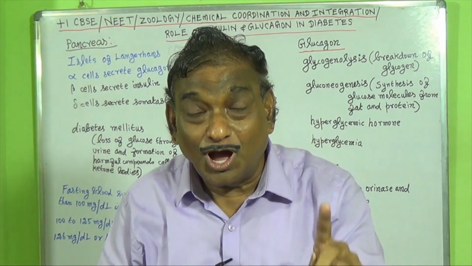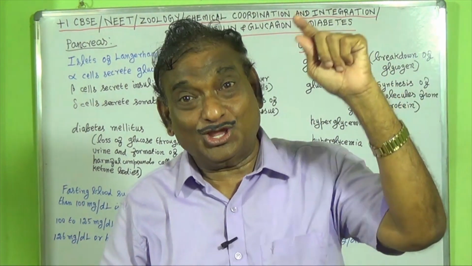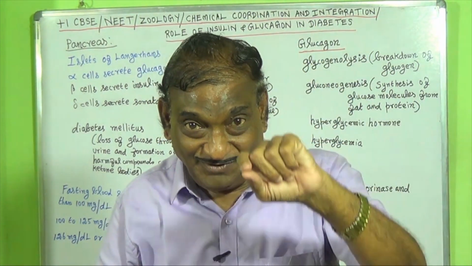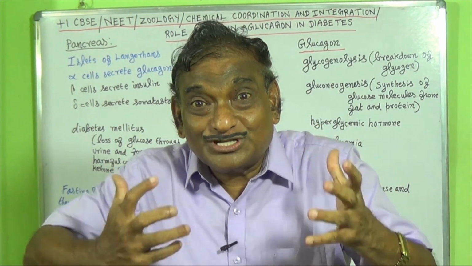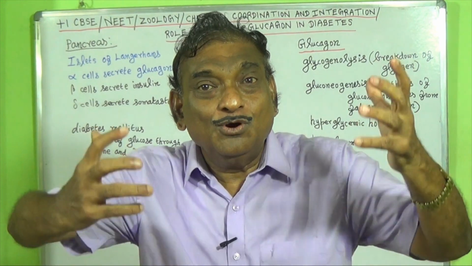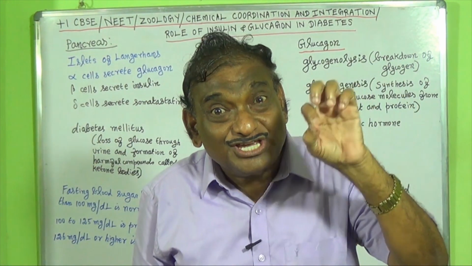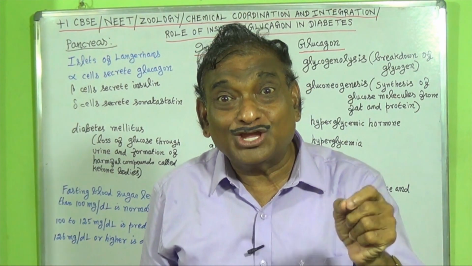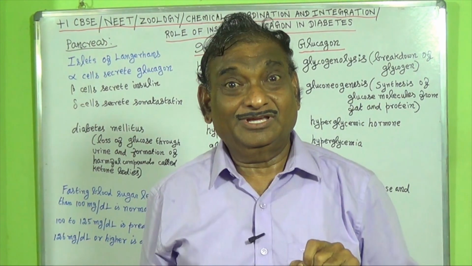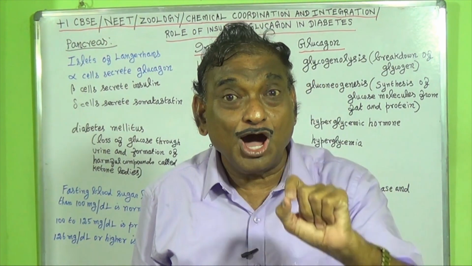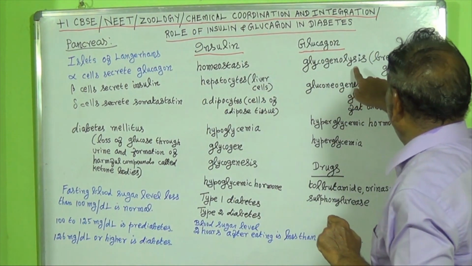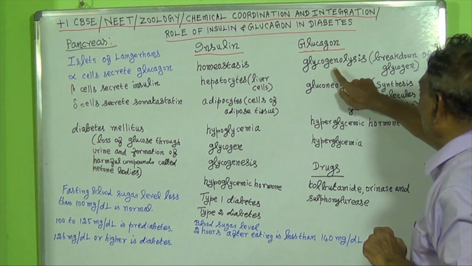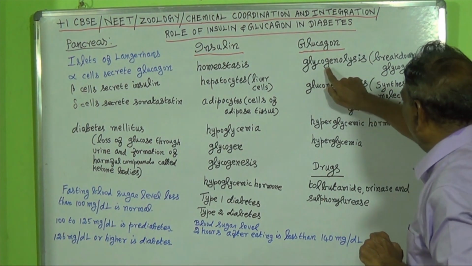Here, the glucagon converts the glycogen stored in the liver into glucose, because the glucose level in the blood is now low. This process is called glycogenolysis, that is breaking down of glycogen. This word comes from glycogen.